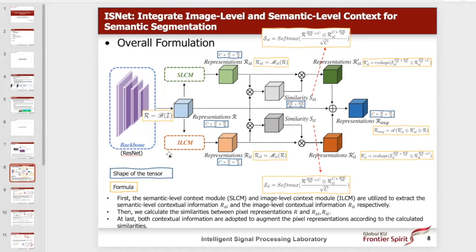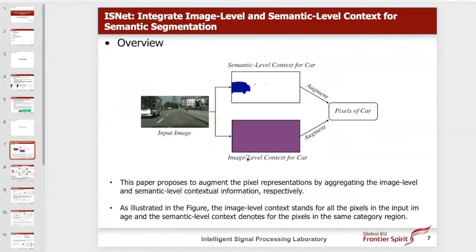Jessica, yes. I just missed something about the image versus semantic level, the difference. Could you just repeat that? Okay. The image level versus that of semantic, what's the difference?